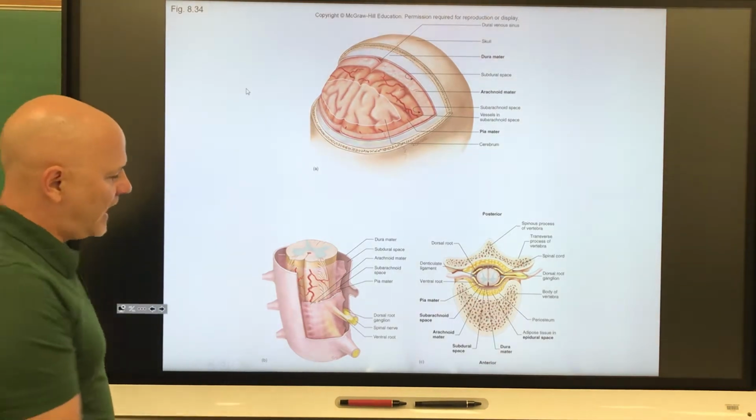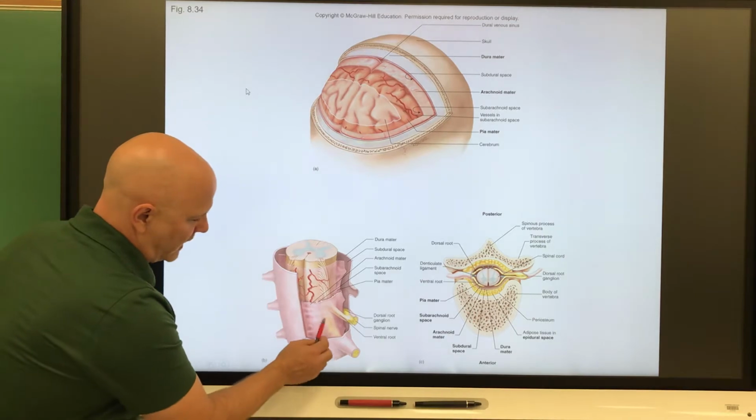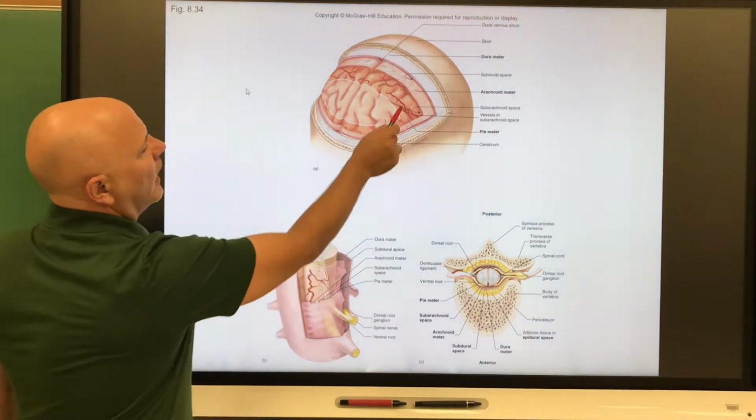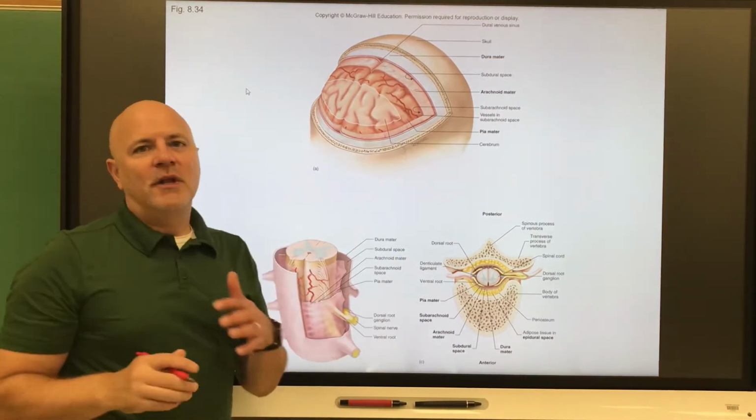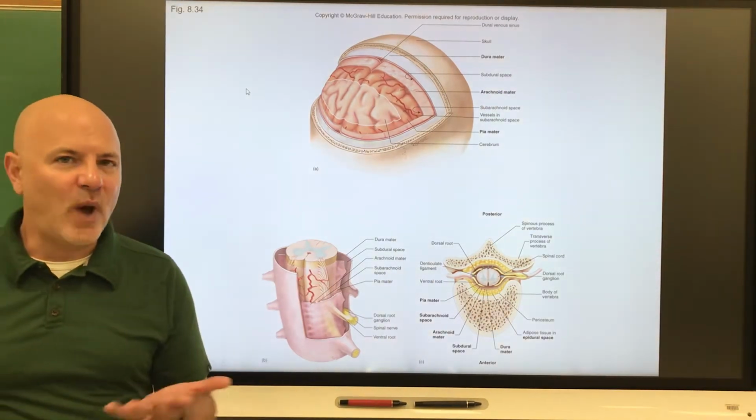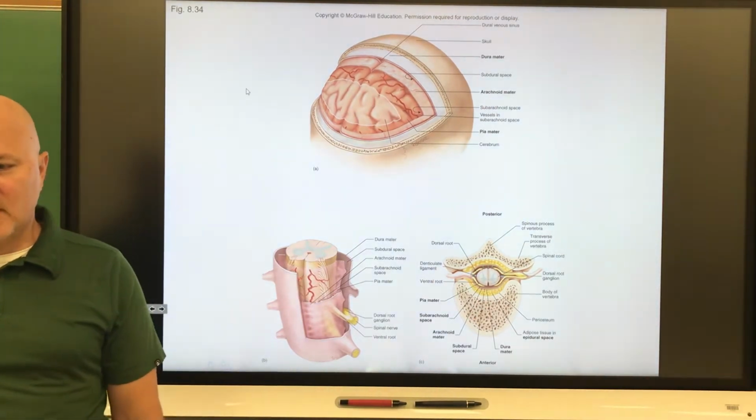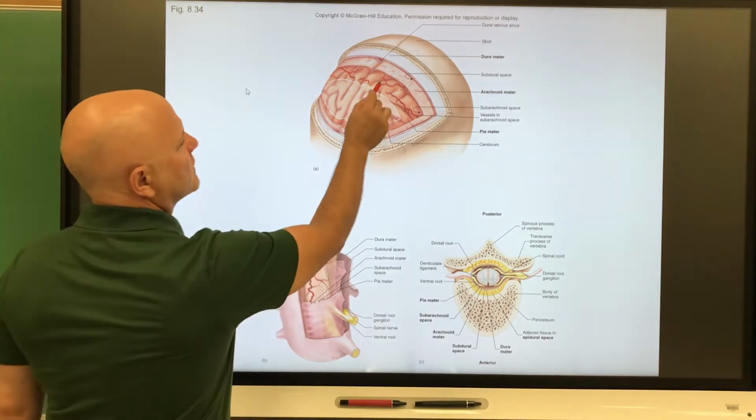Okay, so the next layer is called the Arachnoid Mater. So that's the Arachnoid Mater there. This is showing it here. It's called Arachnoid Mater because it looks web-like in its appearance. Lastly is the Pia Mater. So this is the Pia Mater there.